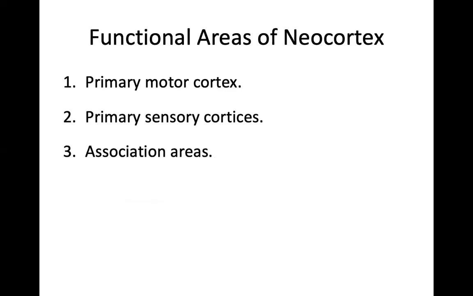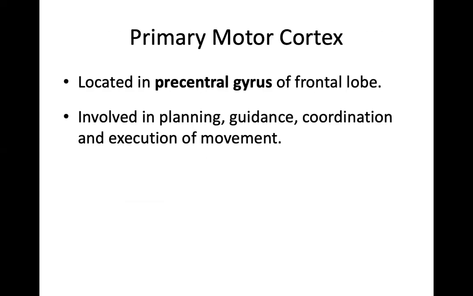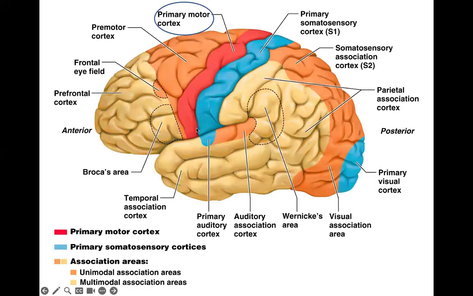It has a motor part which can do the job. We can move our body. There's a sensory area, and then in between, the association area. Motor cortex is located in the precentral gyrus. Please take a note, the location of the primary motor cortex that will be involved in guidance, coordination, and execution of movement. Where is that? That red long area you see here, red area. This will be the primary motor cortex.